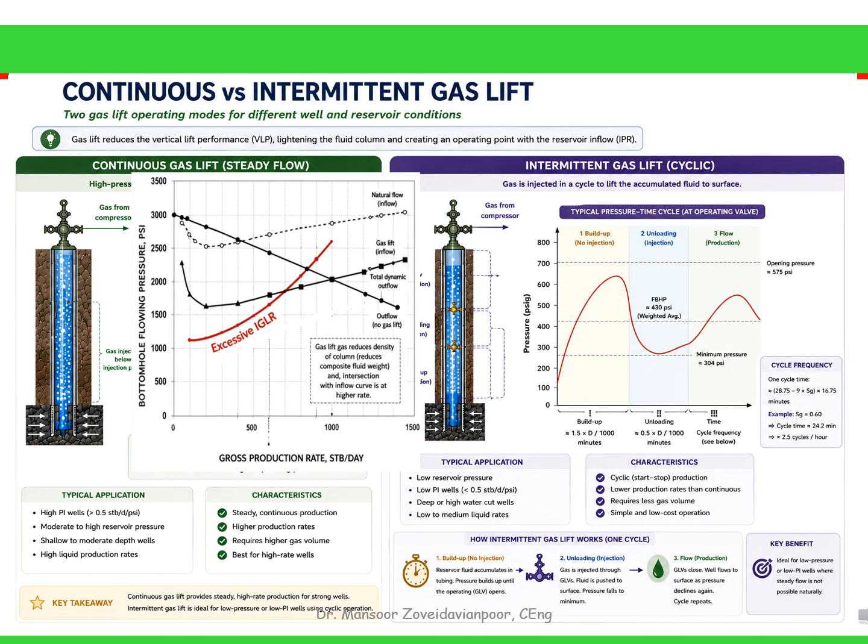Now let's compare that with intermittent gas lift, shown on the right. Intermittent gas lift operates in cycles rather than continuously. Gas is injected periodically to push accumulated liquid slugs from the bottom of the well to the surface. After one slug is lifted, the well is allowed to refill before the next cycle begins.